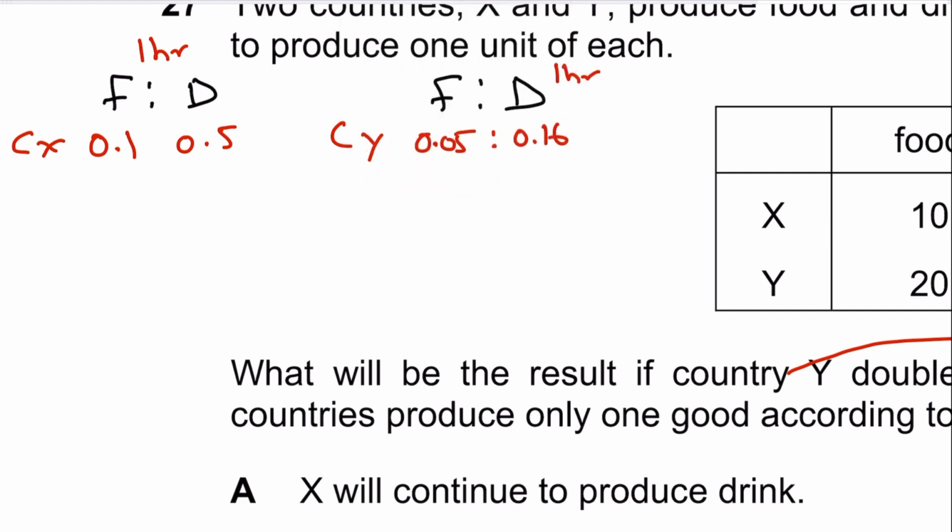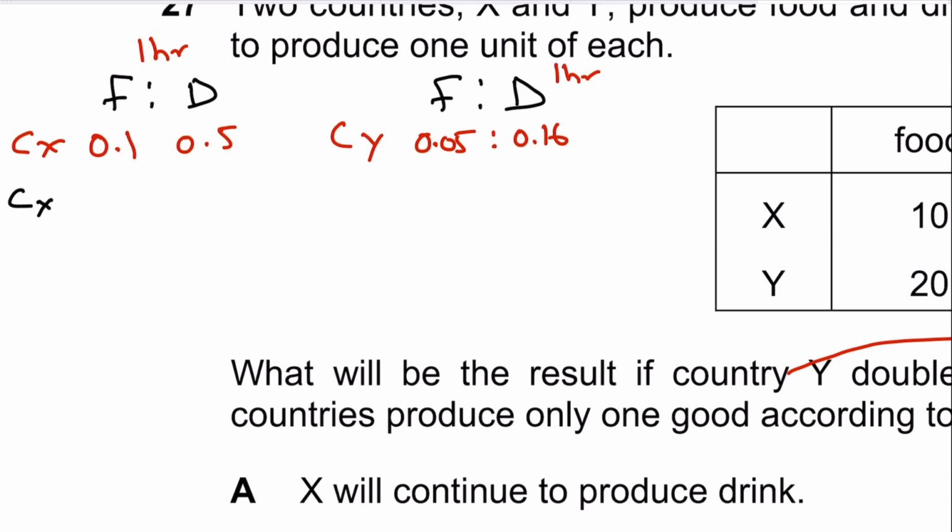For example, let's calculate the competitive advantage for country X and country Y in food and drink. Let's first see which country has a competitive advantage in drink. For that we need to calculate the opportunity cost in terms of a common number, because you can't really calculate the opportunity cost using these figures. Why? Because in order to produce 0.5 drinks, 0.1 have to be foregone, and in order to produce 0.16 drinks, 0.05 have to be foregone. So the numbers are different, so you can't really say which has a lower or higher opportunity cost. For that you need a common ground.